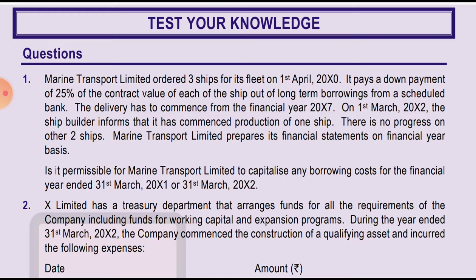The delivery was commenced from the financial year on 1st March. The shipbuilder informs that it has commenced the production of one ship. So on 1st March 2001 for 2002, it has commenced the production of one ship. It has given an order for 3 ships, but the production of only one ship has begun. So we can capitalize the cost, but only of one ship. There is no progress on the other ships.